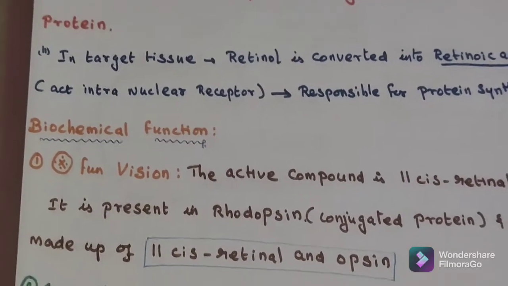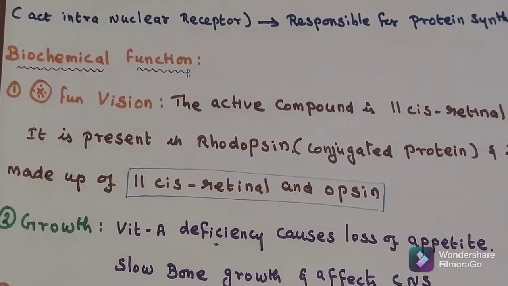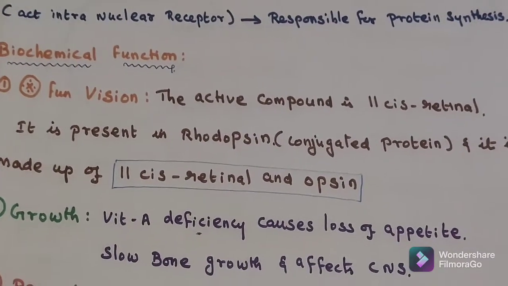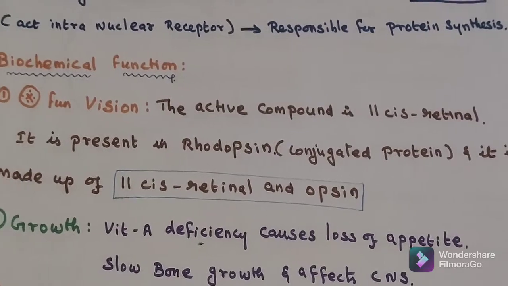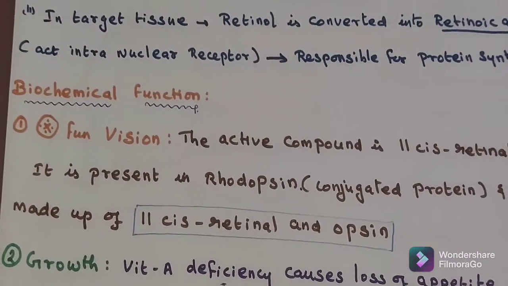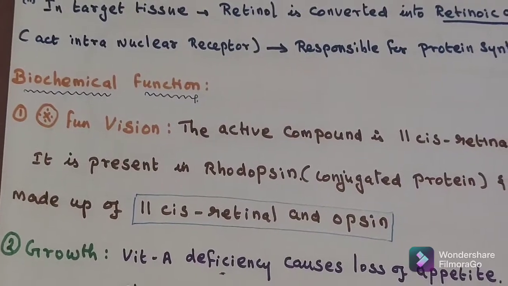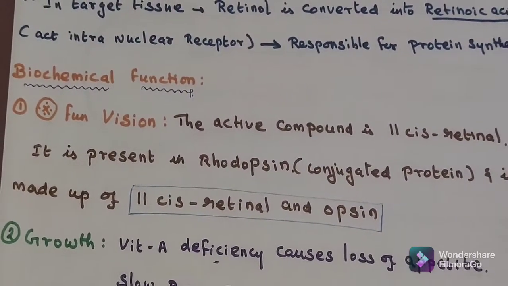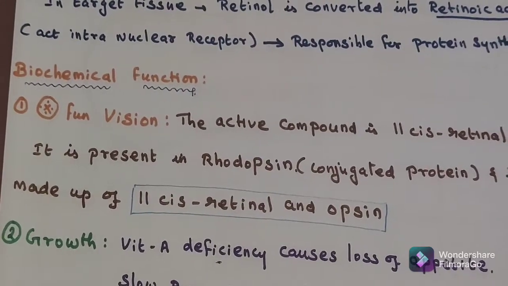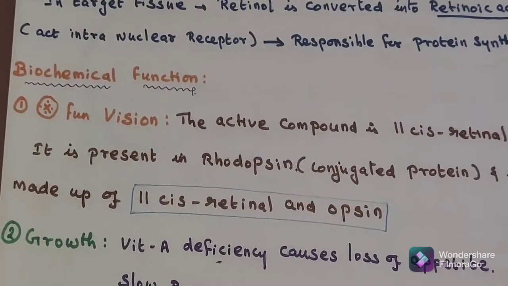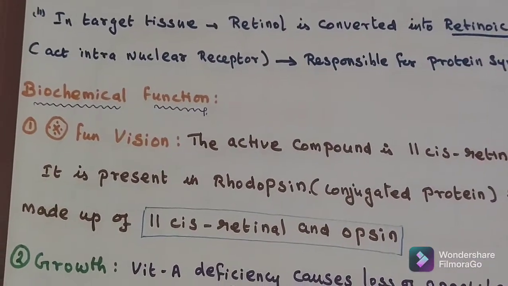Now moving to biochemical function of vitamin A. First important function is vision. The active component is 11-cis retinal. It is present in rhodopsin. Rhodopsin is a conjugated protein. It is made up of 11-cis retinal and opsin.